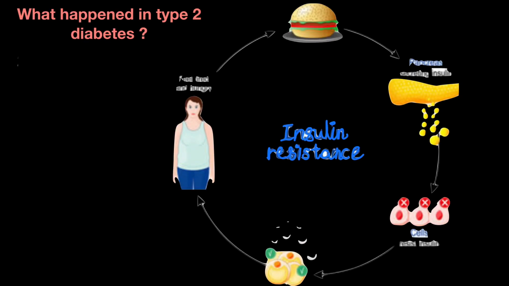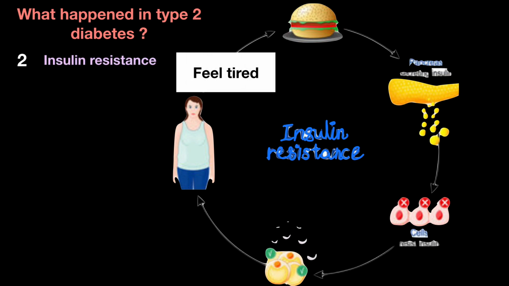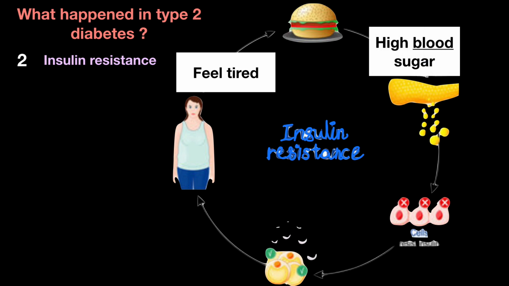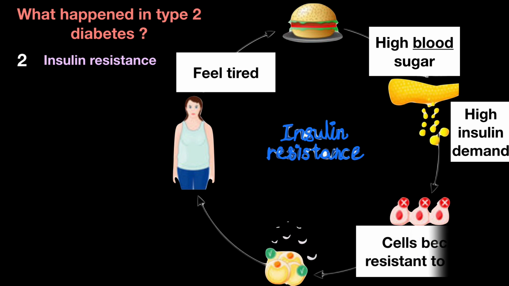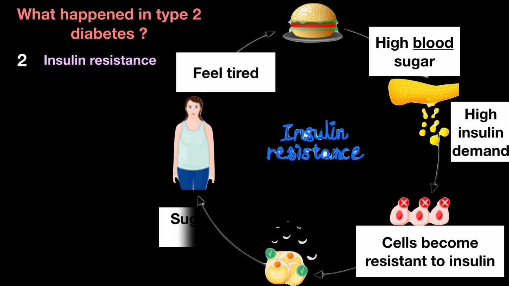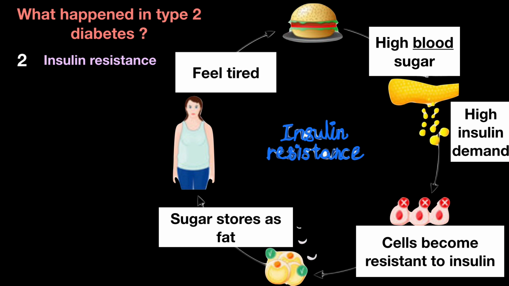The second thing is insulin resistance. When we feel tired, we eat more food. When we eat more food, the blood sugar level rises, which causes high insulin demand. The pancreas produces more insulin, but the cells become resistant to insulin. Without insulin, sugar cannot enter inside the cell. Then what will the sugar do? It will be stored as fat, which causes tiredness again, and we eat more food and the process happens again as a cycle.